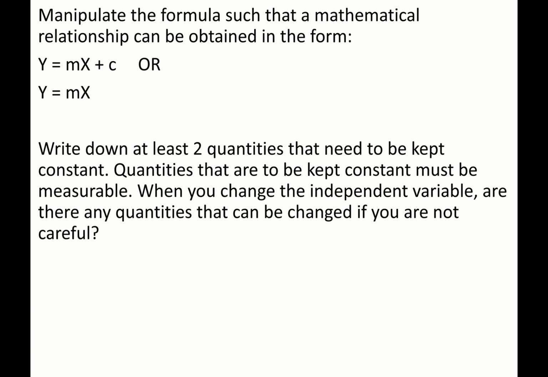Okay, now into the details. You need to manipulate the formula such that you obtain a mathematical relationship in the form of y equals mx plus c or y equals mx. And then, as mentioned earlier, you need to list down at least 2 quantities that need to remain constant. Again, I need to emphasize quantities that need to remain constant must be measurable. So one thing to note, when you change the independent variable, are there any quantities that may change if you are not being careful? Those most likely are the constants.